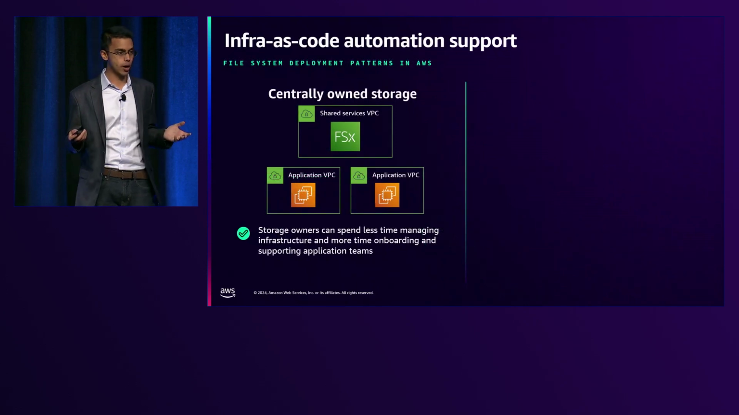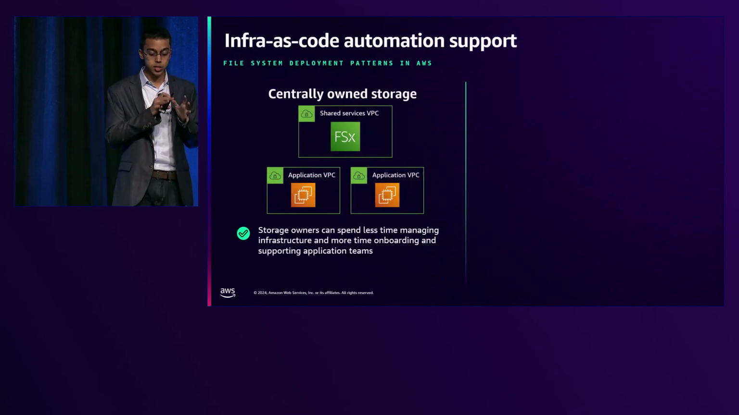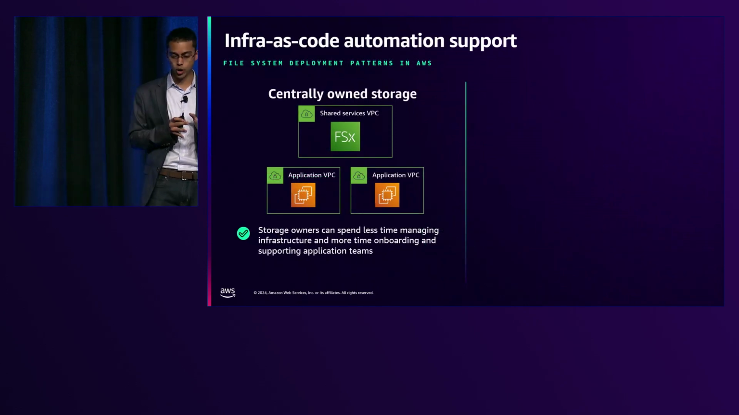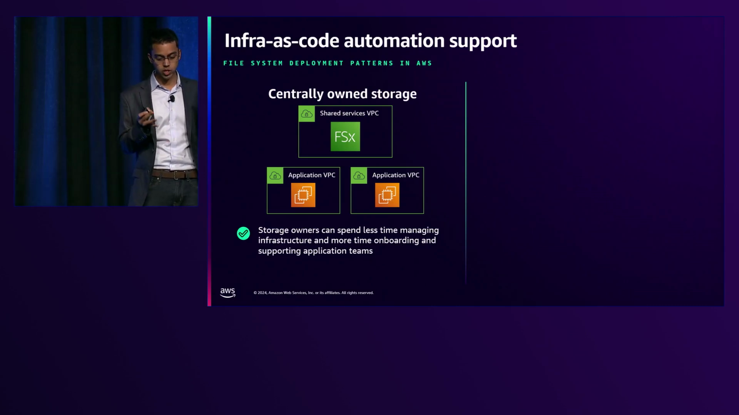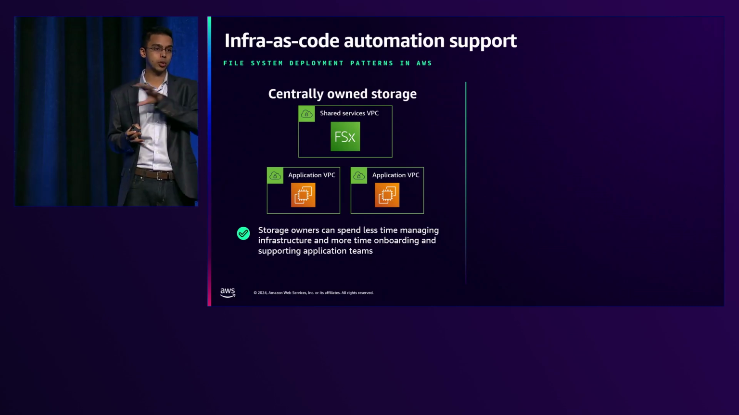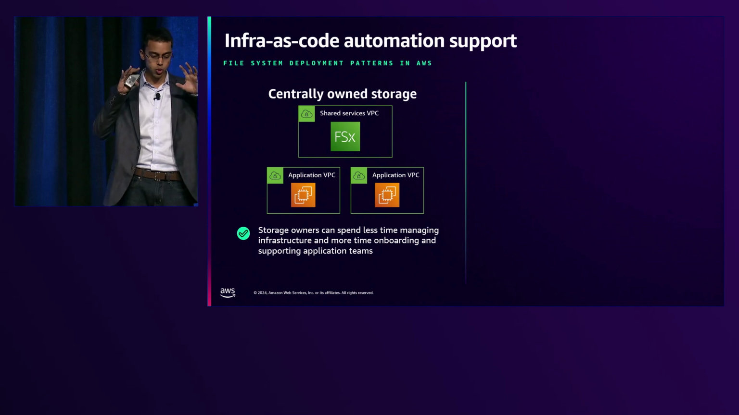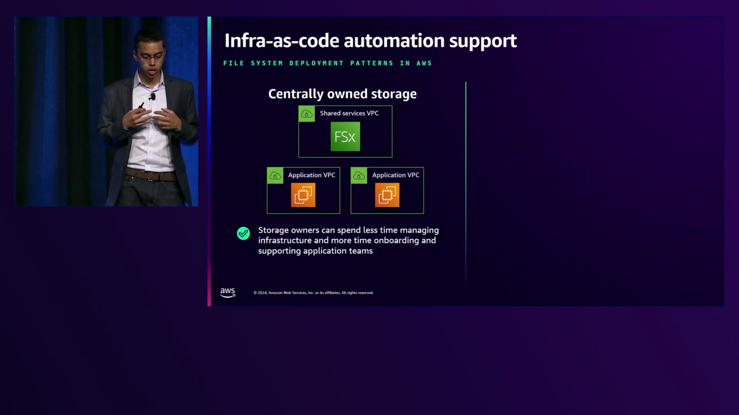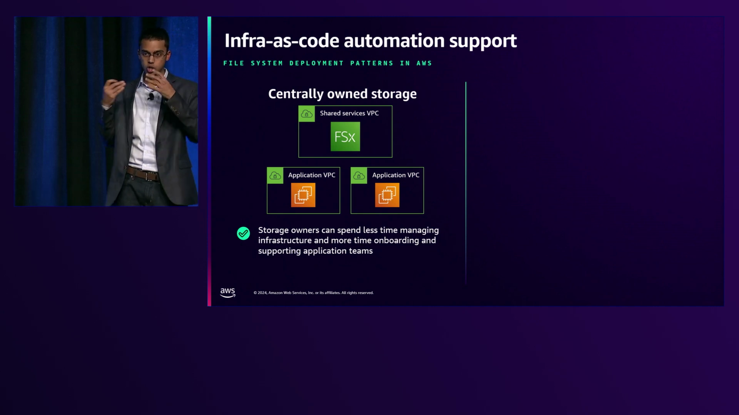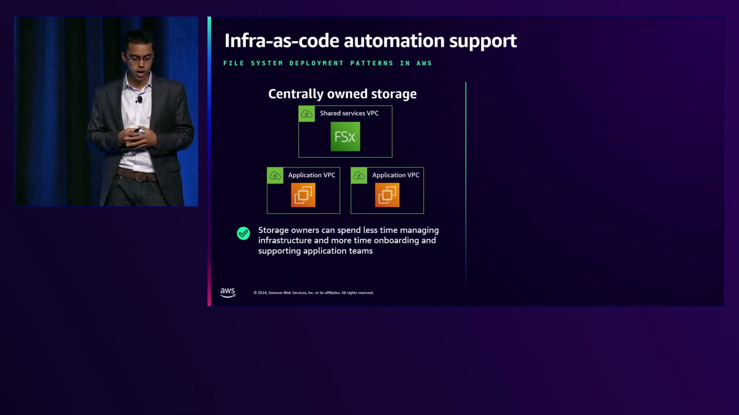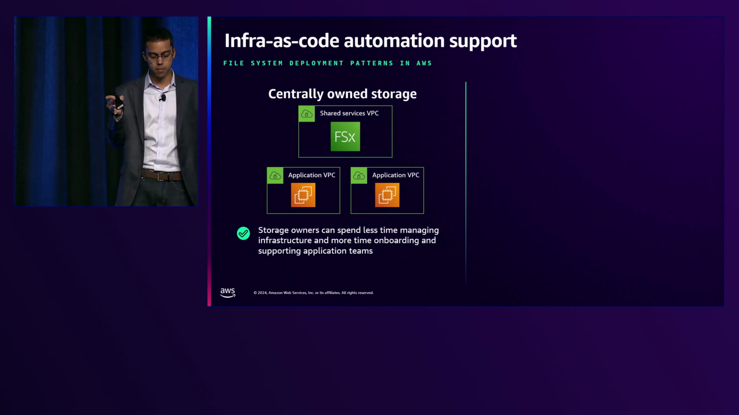So two common patterns we see there. One is centrally owned storage, where you have a single shared services VPC, and you have different application VPCs. So you have centrally owned storage. Application owners don't need to manage storage. They just connect to centrally provisioned storage. Application owners spend their time supporting the application team, supporting the application end users.